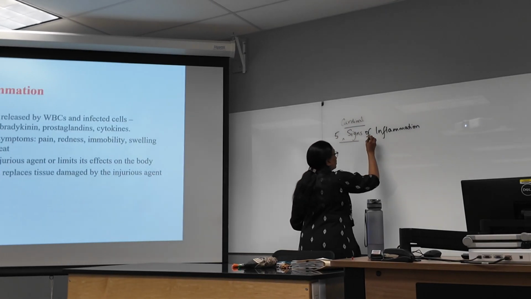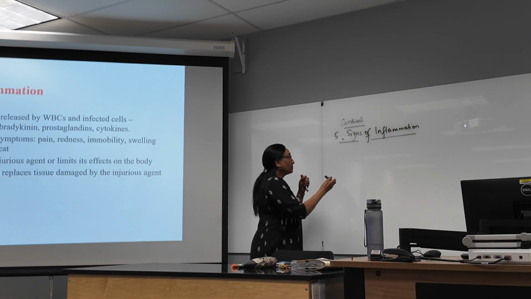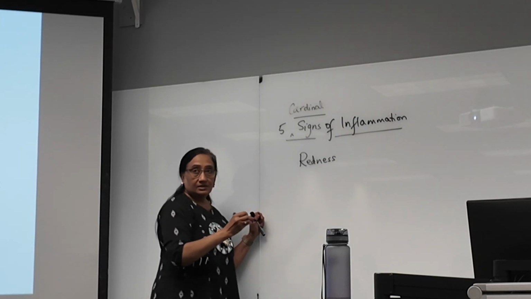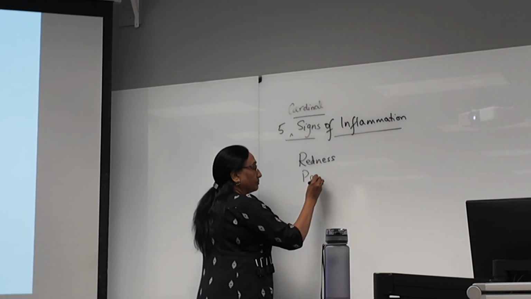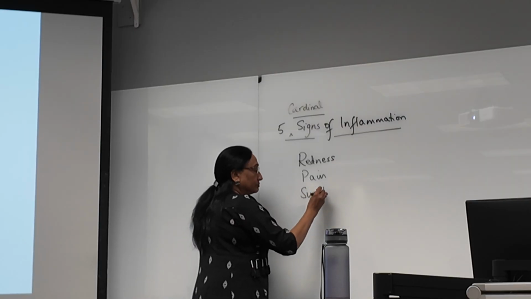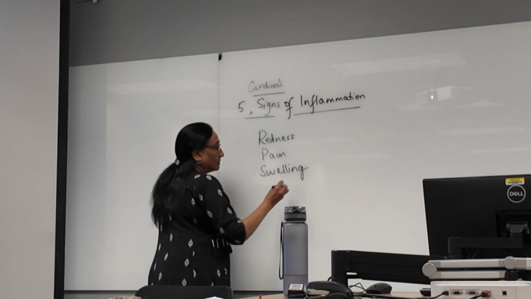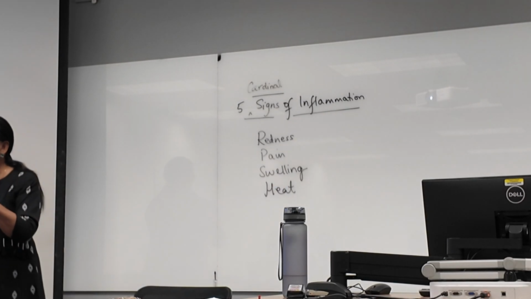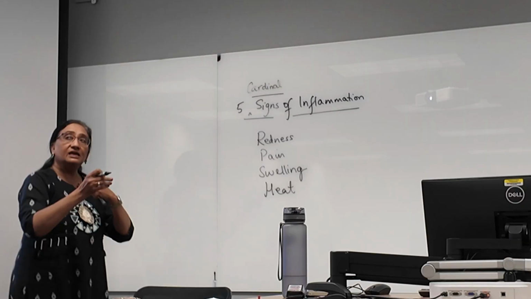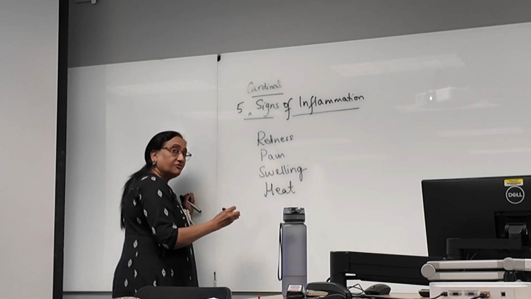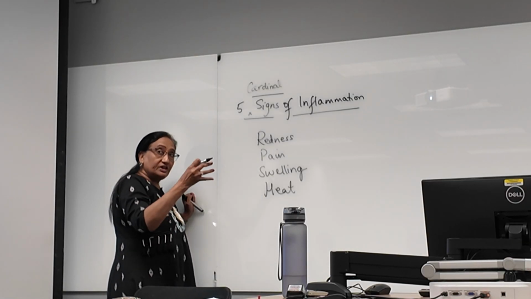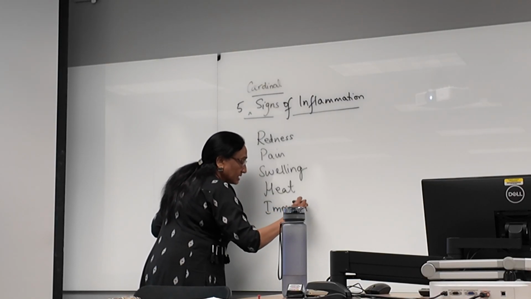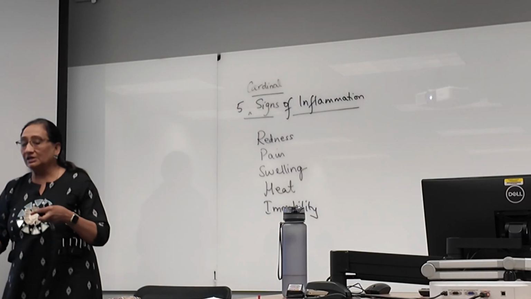The actual words are in Latin, but it is redness. So you will see that that area becomes red. Redness, pain, swelling, heat. So that region of the skin that is inflamed will be hot to touch, slightly warmer than the other part. Heat, and finally difficulty in moving that region, immobility. These are the 5 principal signs of inflammation.